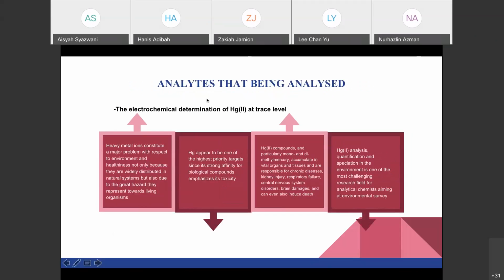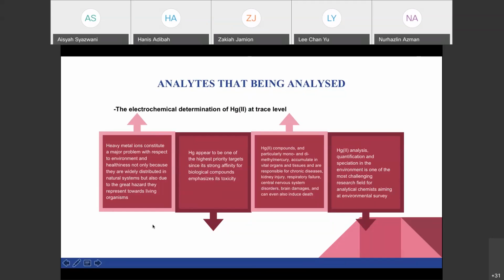For analytes that being analyzed, the electrochemical determination of mercury at trace level. Heavy metal ions constitute a major problem with respect to environment and healthiness, not only because they are widely distributed in natural system, but also due to the great hazard that they represent towards living organisms. Mercury appears to be one of the highest priority targets since its strong affinity for biological compounds emphasizes its toxicity.